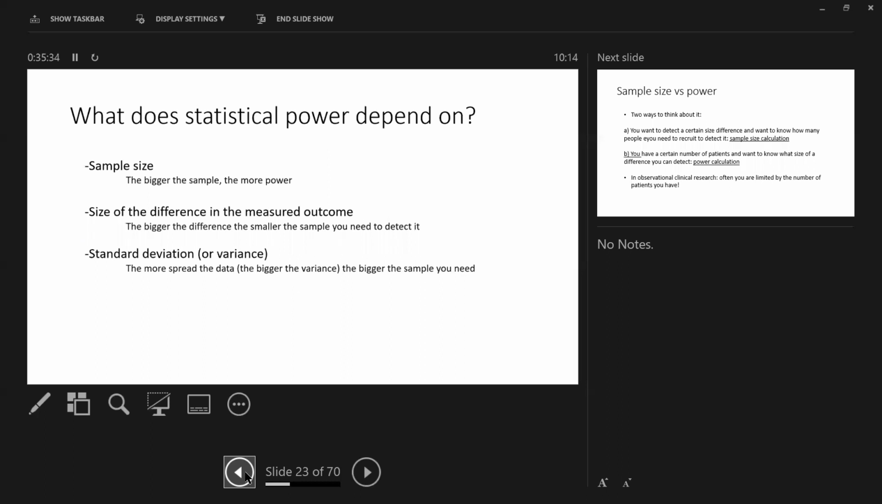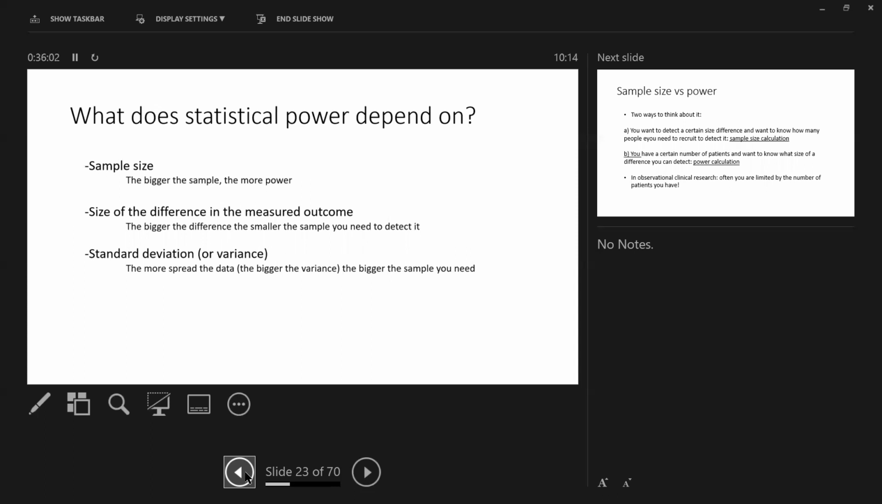So there are 3 things that matter. The first one is the sample size, and we talked about it. The second one is the size of the difference in the measured outcome. So if one group had 30 milligrams per deciliter and the other one had 250, you would need a much smaller sample size. And the last one is the variance or the standard deviation, which is a measure of how spread the results are in your population.